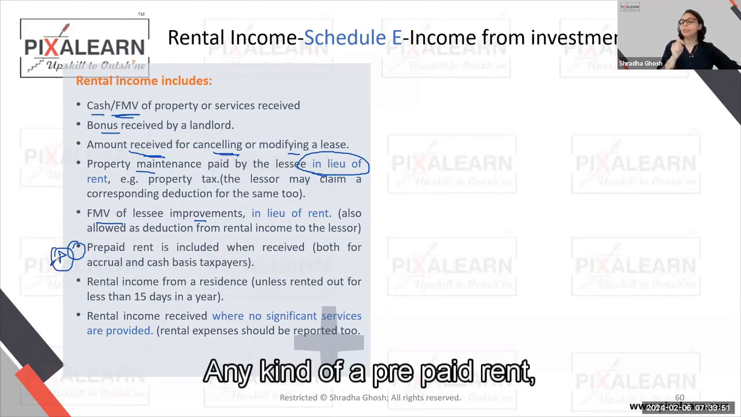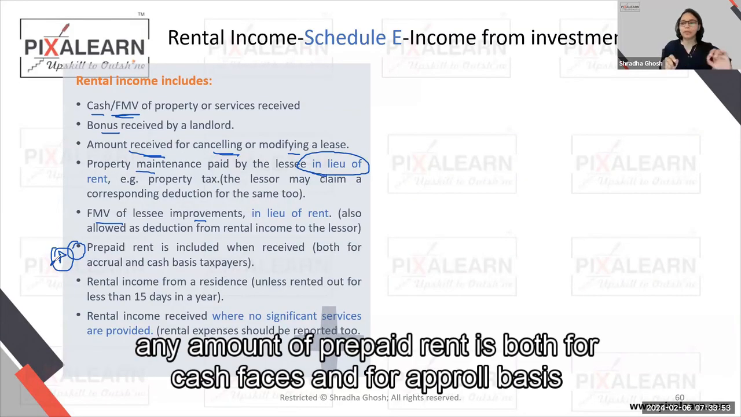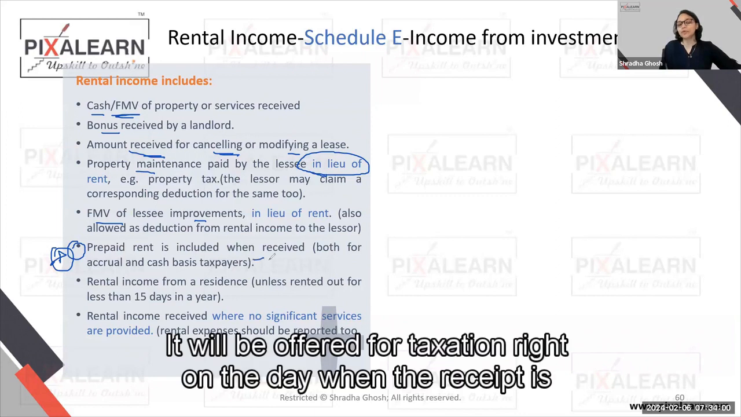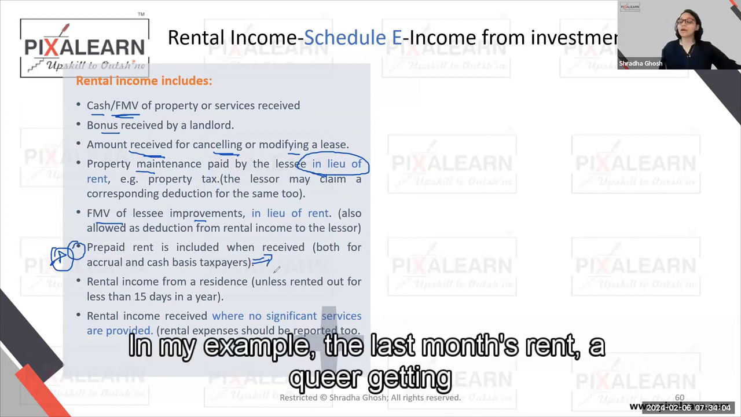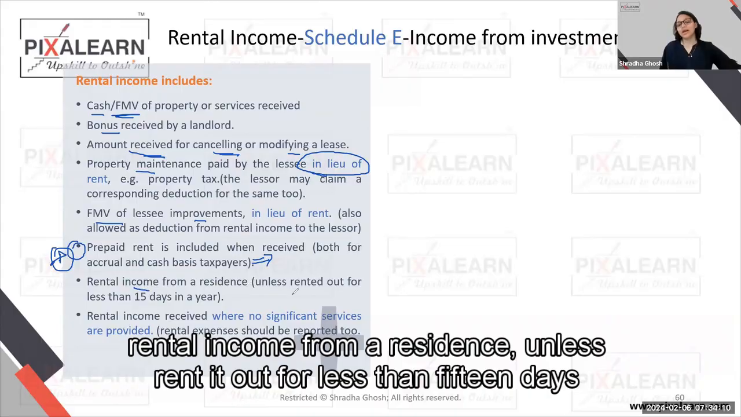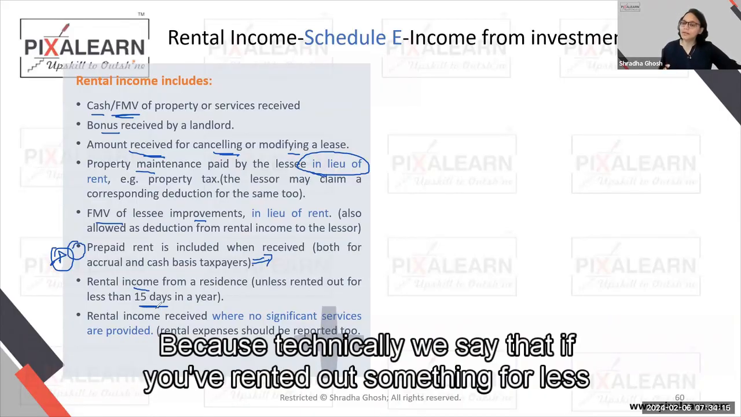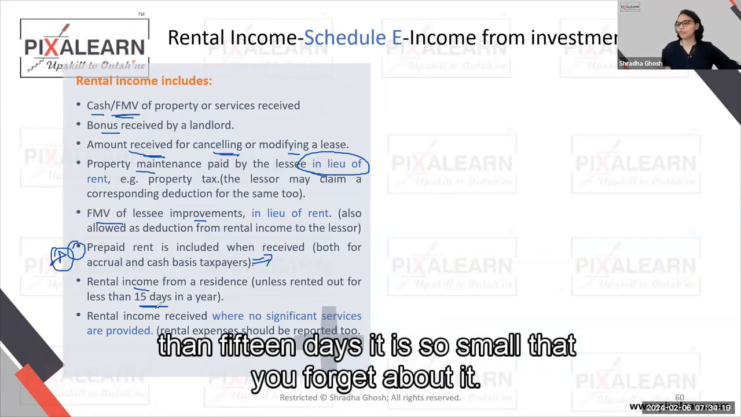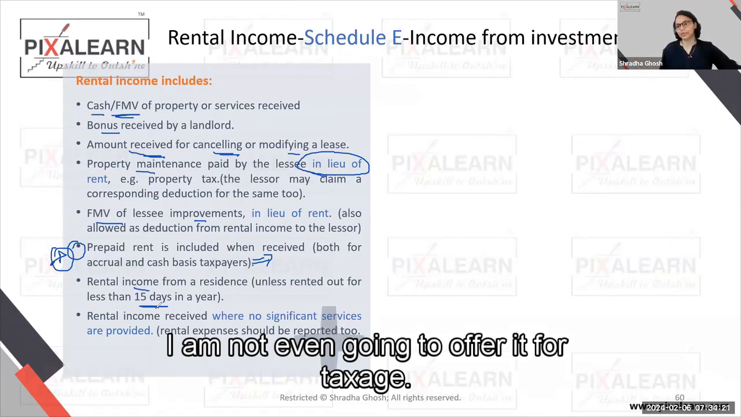Any kind of prepaid rent, any amount of prepaid rent, for both cash basis and accrual basis taxpayers, will be offered for taxation right on the day when the receipt happens. In my example, that is the last month's rent that we are getting now. Okay. Rental income from a residence, unless rented out for less than 15 days in a year. Because technically, if you've rented out something for less than 15 days, it is so small that you forget about it. I'm not even going to offer it for taxation.